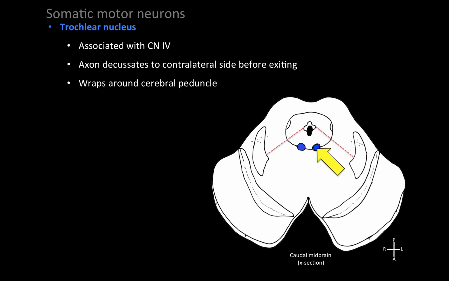Now, this is associated with cranial nerve number 4, or your trochlear nerve. And the axons decussate to the contralateral side before exiting. So there's our axon coming out. And notice that the axon courses behind the cerebral aqueduct, and it exits on the contralateral side of the midbrain and then wraps around the cerebral peduncle en route to the superior oblique muscle.